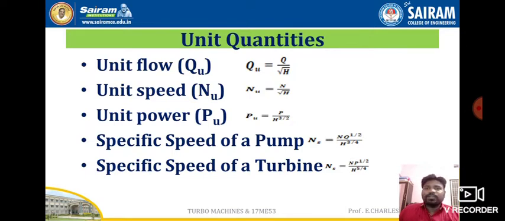First we'll explain unit flow, which is nothing but Qu. The unit flow is the flow that occurs through the turbine while working under unit head. Flow of fluid is given by the equation Q is equal to A into Cv into root 2gH.